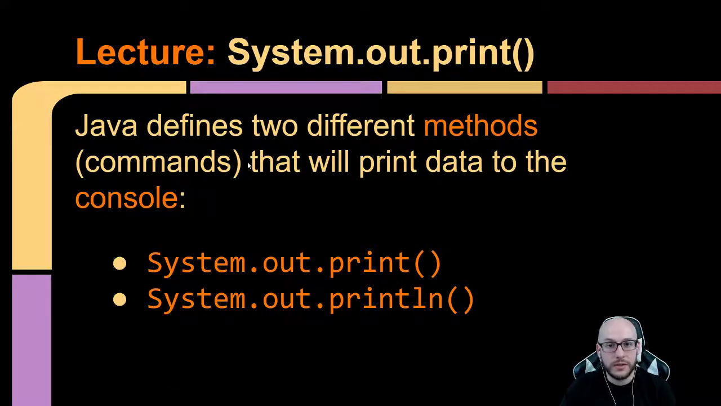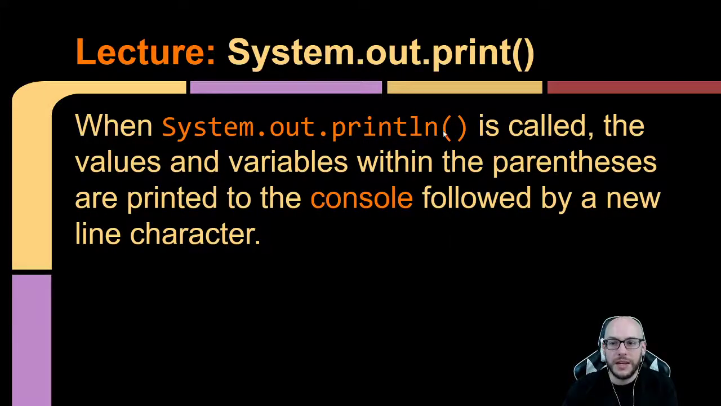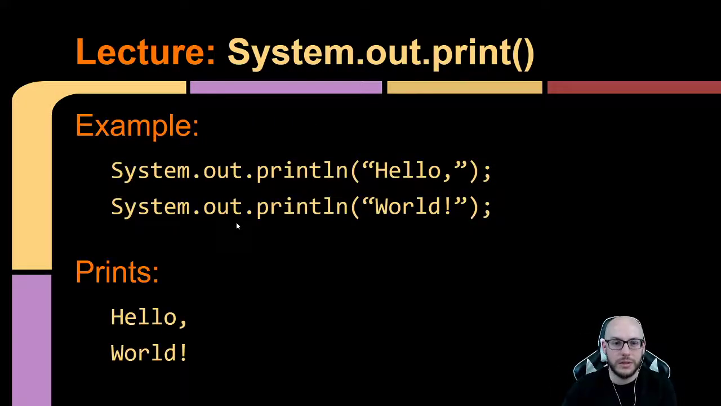So Java actually defines two different methods or commands that will print data to the console. We've been using println. This is an L. println is print line, but there's also print that exists. The difference between these is subtle, but it's useful, especially when we start working with loops, which is what this whole unit is about. When println is called, the values and variables within the parentheses are printed to the console, followed by a new line character, which is what causes the next input to appear on the next line.